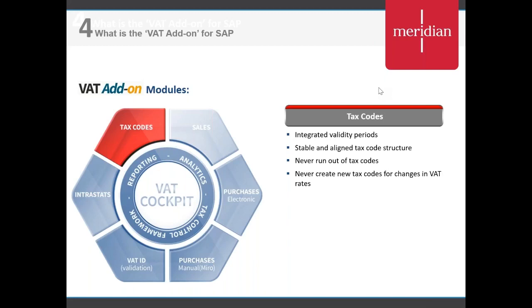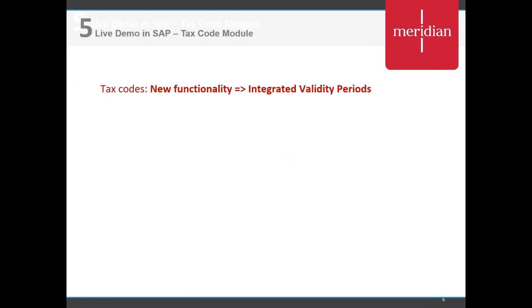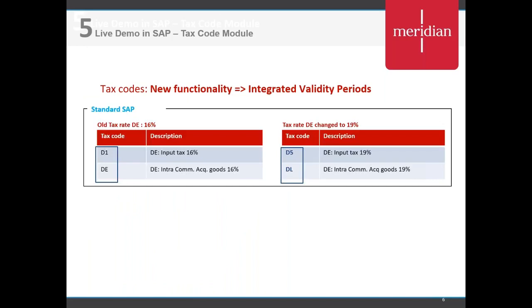What the Meridian VAT add-on tax code module functionality allows them to do is maintain their existing tax codes in the system and drive the VAT rate determination in a condition record that sits behind their existing tax code. So there's no longer a need to create new tax codes in the system every time there's a VAT rate change. What do I mean by that?